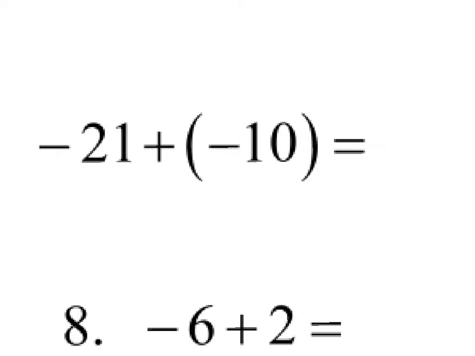And let's try one more. Here we have a -21 plus -10. The one inside of the parentheses is negative. When you have the same sign, you add the numbers and you keep the sign, negative. Adding the numbers, the answer is -31.